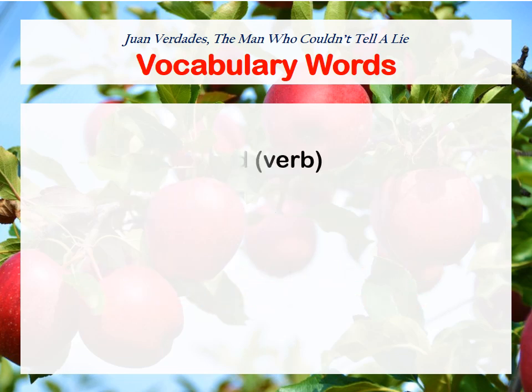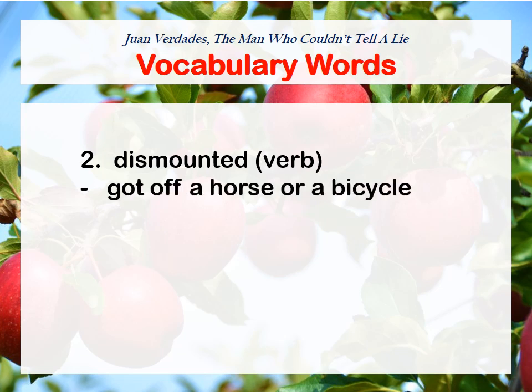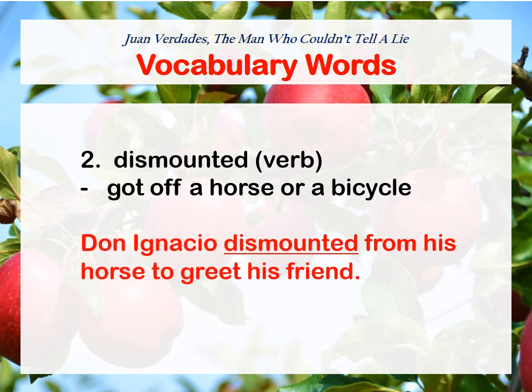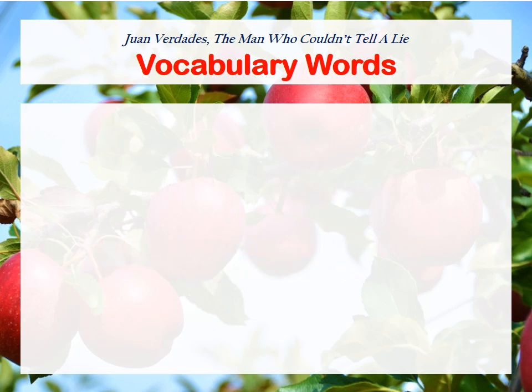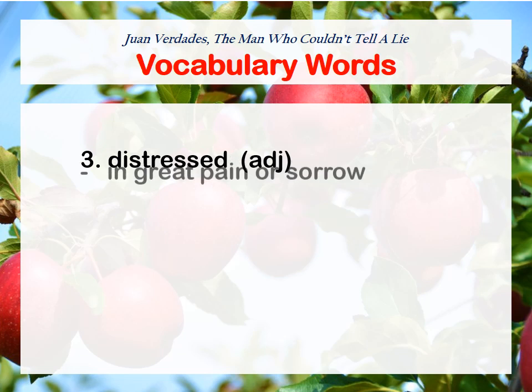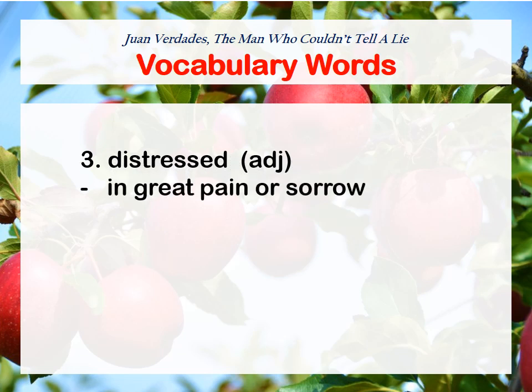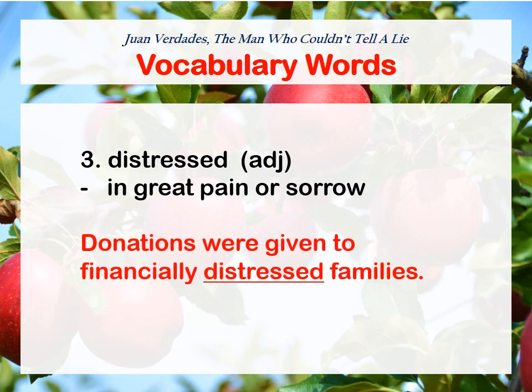Number 2. Dismounted. It's a verb. It means got off a horse or a bicycle. Don Ignacio dismounted from his horse to greet his friend. 3. Distressed. It's an adjective. It means in great pain or sorrow. Donations were given to financially distressed families. The word distressed describes families.